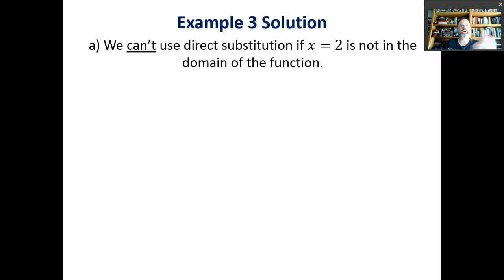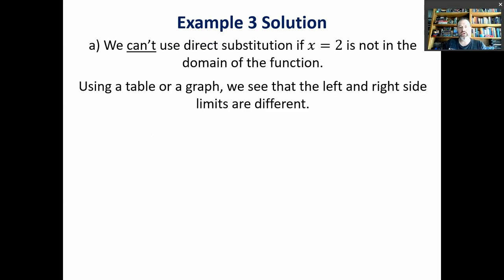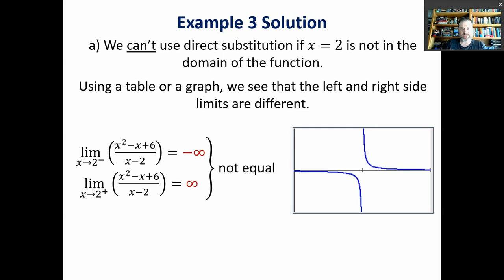So we already said you can't use x equals 2. So I went ahead and used a graph just because it looks a little nicer on the presentation. And this is what I got. When I made this graph, the left side goes down to negative infinity and the right side goes up to positive infinity. I don't need a table. I don't need a proof to see that this limit does not exist. Clearly that's true.